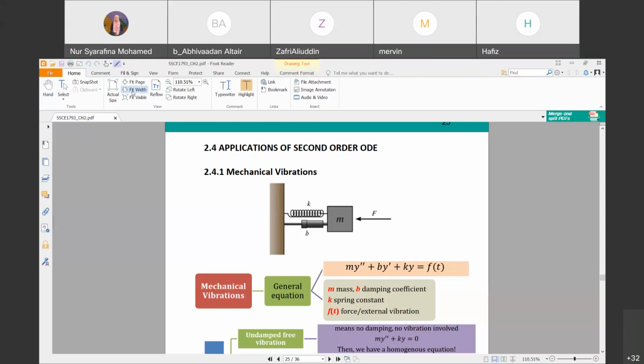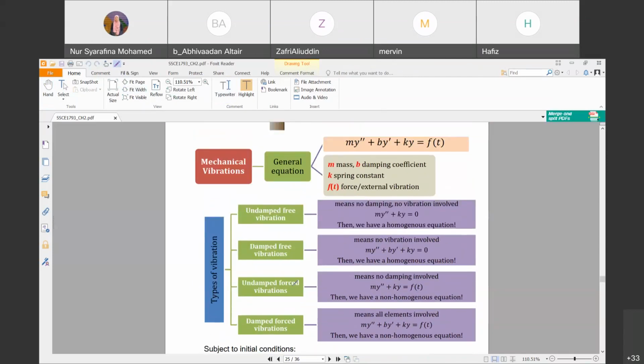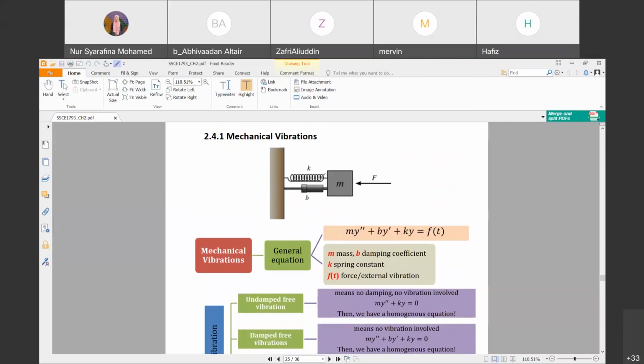All right, so now the application of second order. One of the applications is mechanical vibration. In mechanical vibration, there are 4 types here. The undamped free vibration. All right, so this is mechanical vibration where you have K, M, F, B. M is mass, F is force, K is a constant, and sorry, B is the damping coefficient.